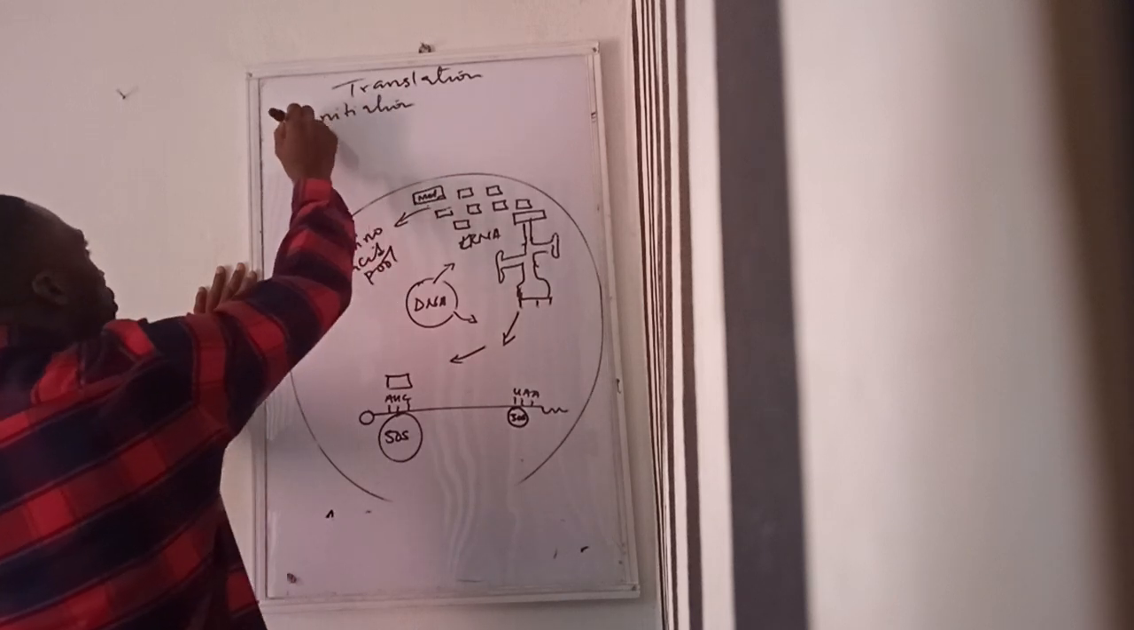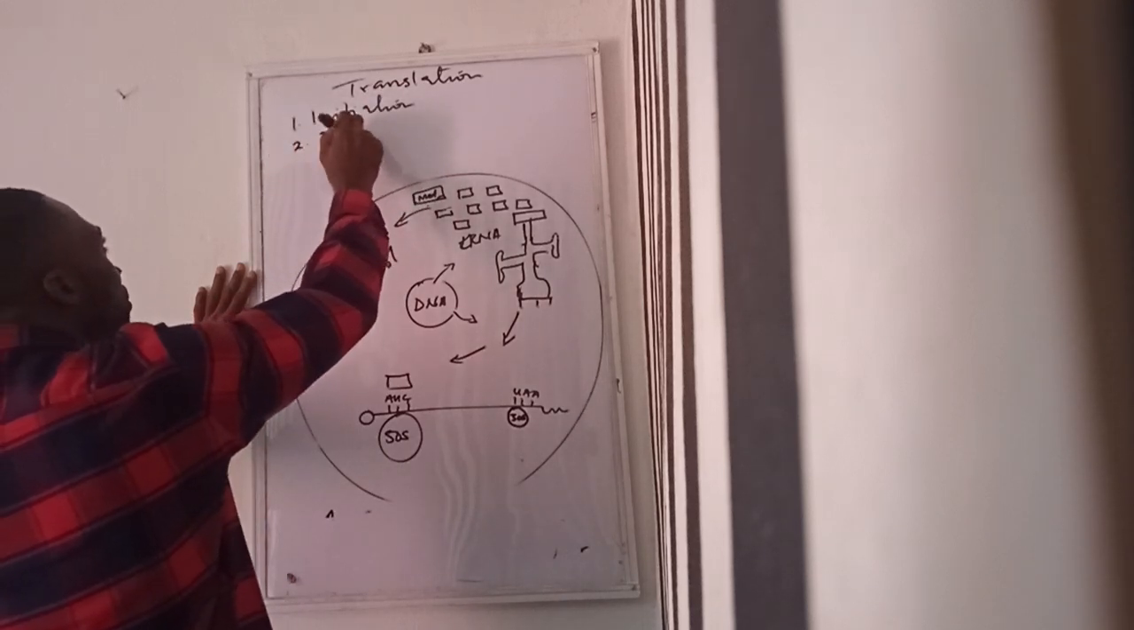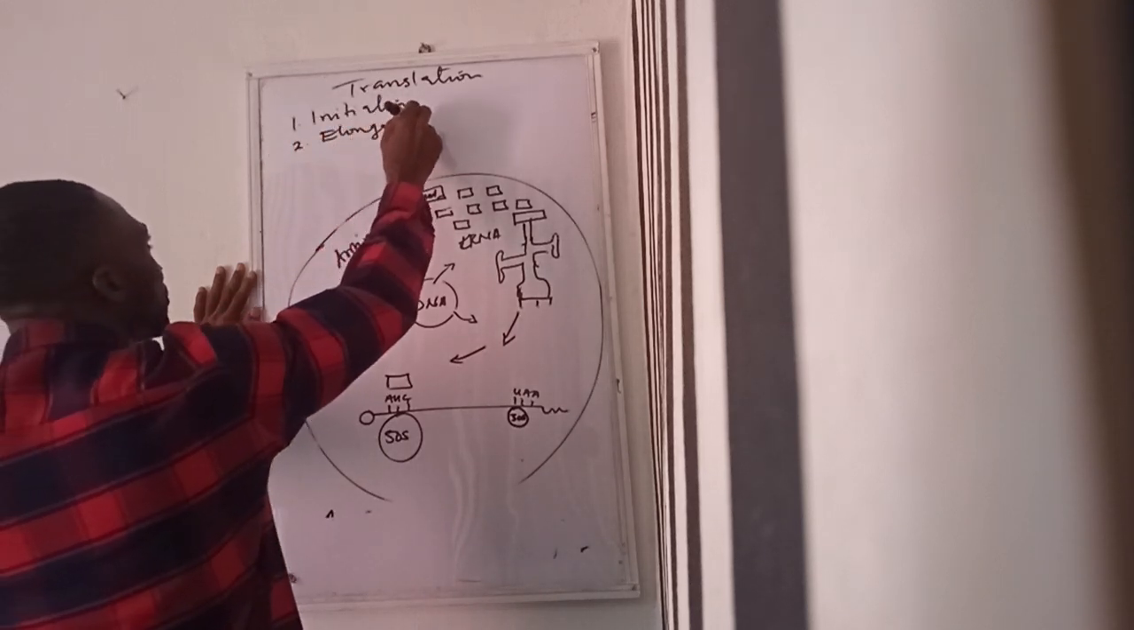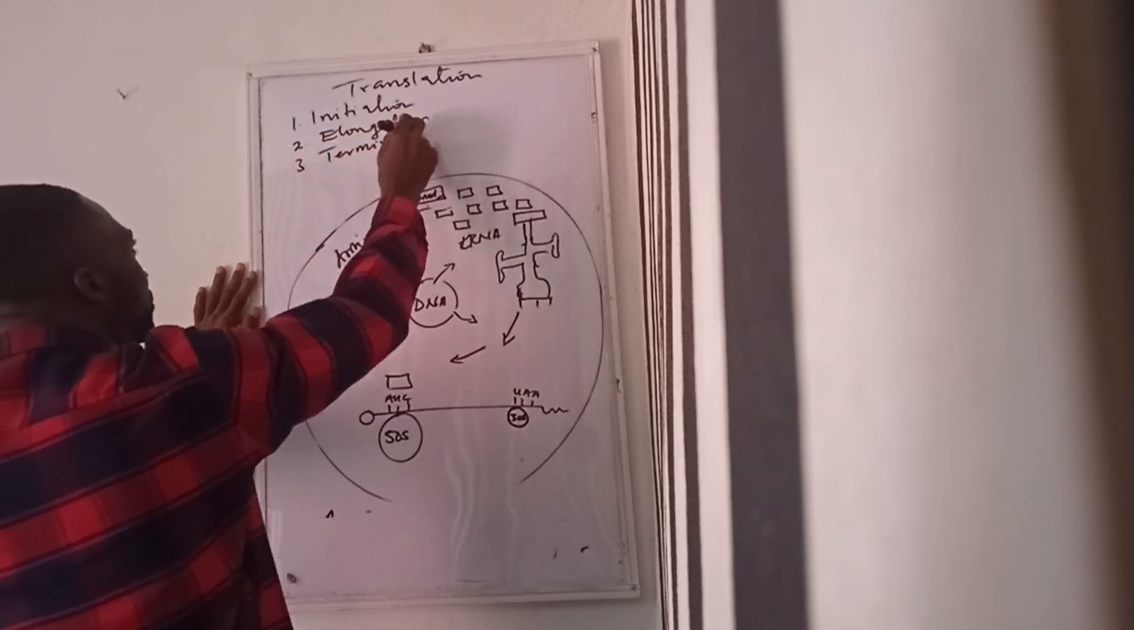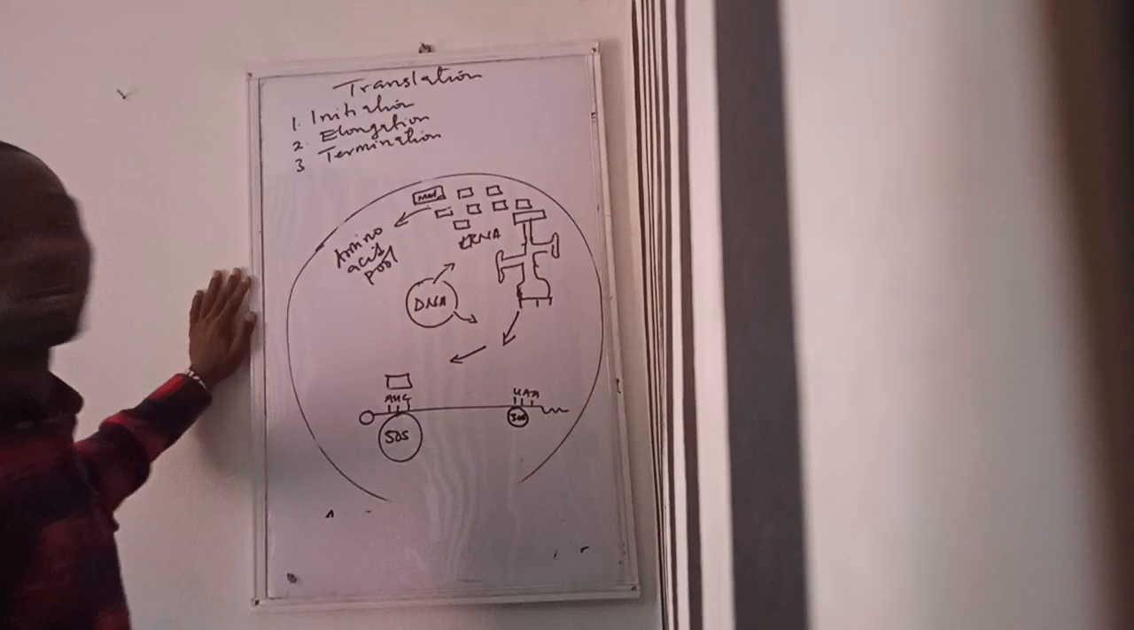Initiation. After initiation, we have the second one, which is elongation. And the third one is called termination.